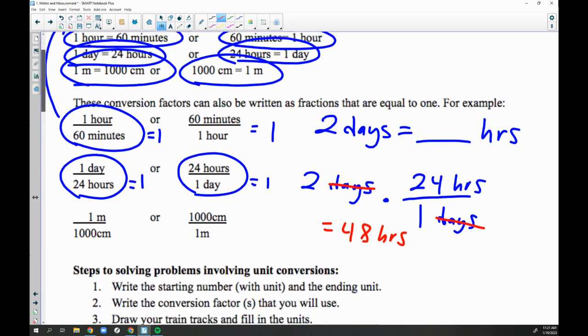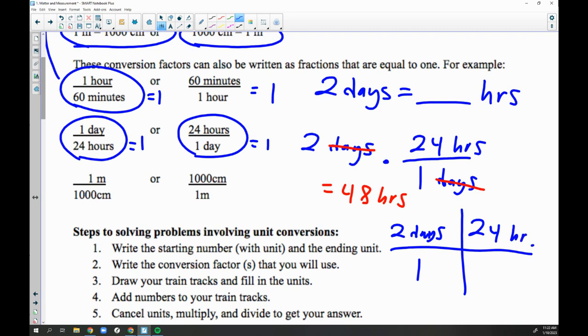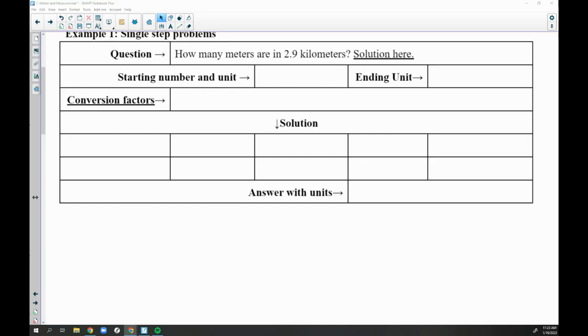So keep in mind, when we do these, we're going to end up putting it in these train tracks. So that problem we just did, we'd have 2 days over 1 times 24 hours over 1 day. Same basic idea, but it would be in those train tracks that we're working with. Okay? So that's how you use a conversion factor to convert from one unit to another.